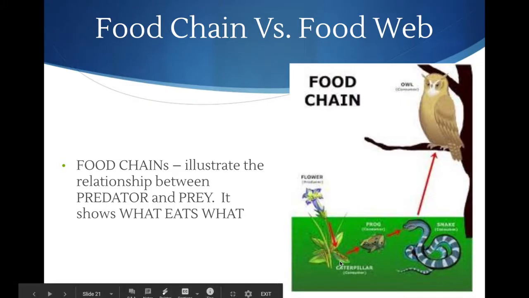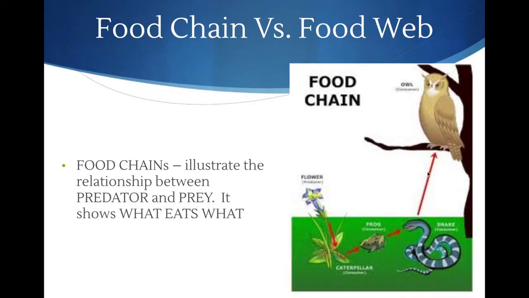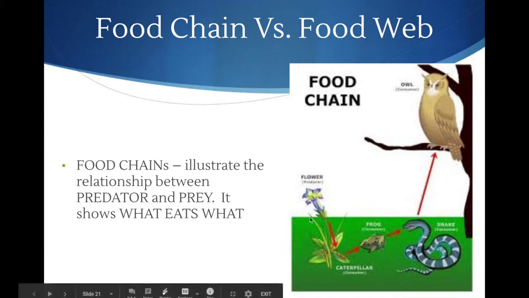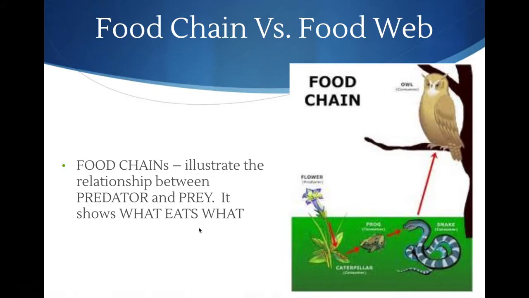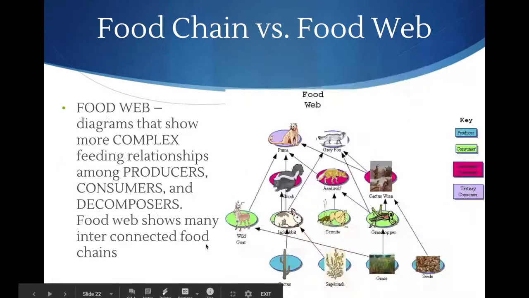So the caterpillar gives energy to the frog because the frog's going to eat the caterpillar. The frog gives energy to the snake because the snake's going to eat the frog. And then the snake will give energy to the owl after the owl eats the snake. So the arrows don't actually signify what's eating what, it's really signifying the movement of energy.